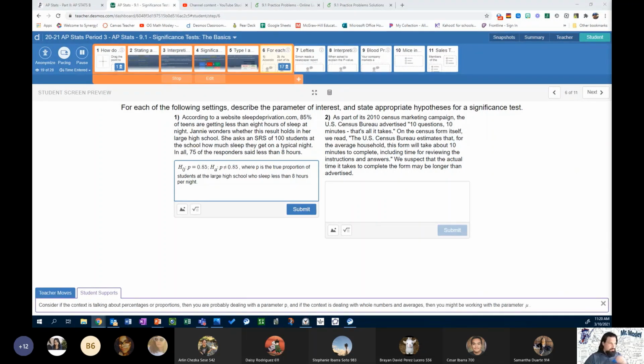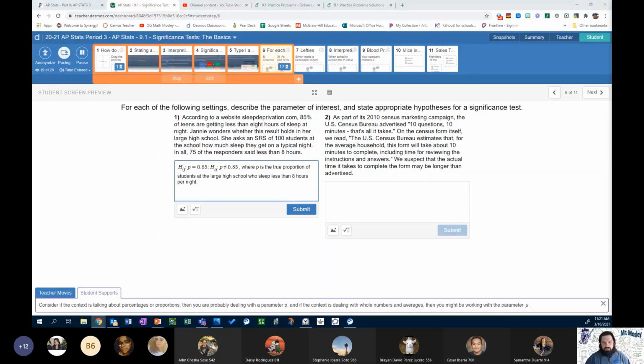Alrighty, everybody. We're going to talk about what the solution is for question number 2. And again, this is talking about the census, and in 2010 they had this marketing thing that said 10 questions in 10 minutes, that's all it takes. And so their claim is that it will take about 10 minutes to complete the census form, and we're suspicious and we think that it's going to take longer.